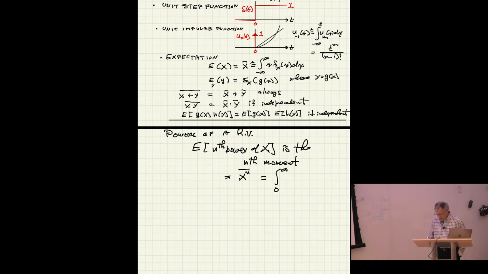In fact, you should go from minus infinity to infinity for a general random variable. What goes under the integral sign? What's the expectation of the nth power? Well, remember what we have here. It's very simple. It's just the thing you're trying to find, namely x to the n times f sub x of x dx.